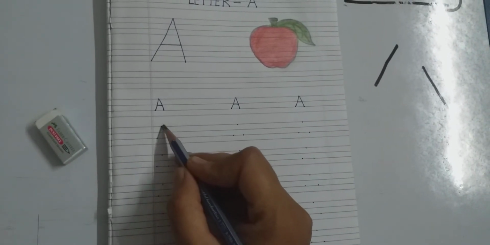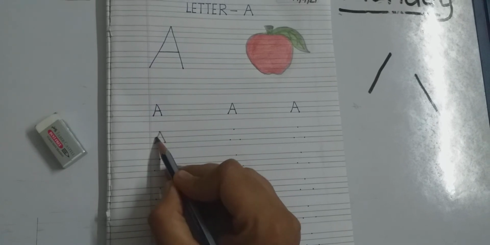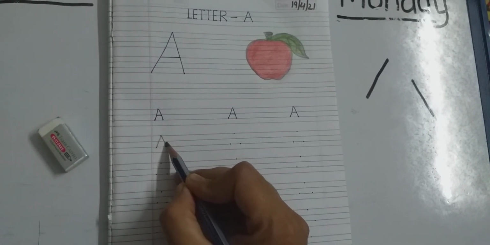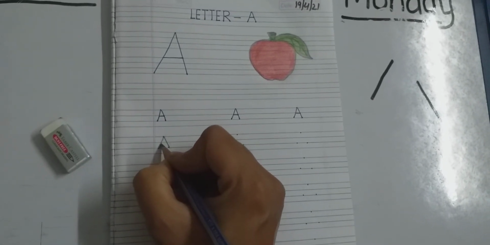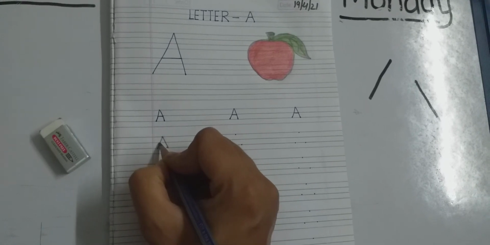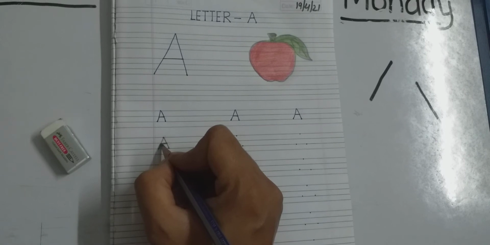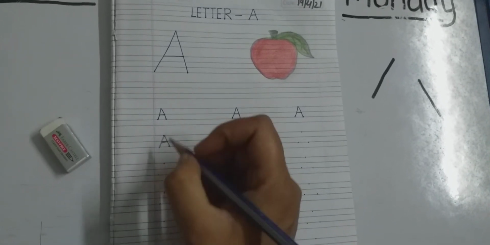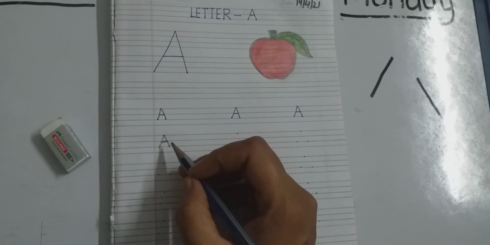Yes. Okay. So you have to draw like this. This is right slant and this is left slant. Okay. Then draw a small sleeping line between the two slant lines. Okay. You have to draw a small sleeping line like this. So children, this way the letter A will be made.